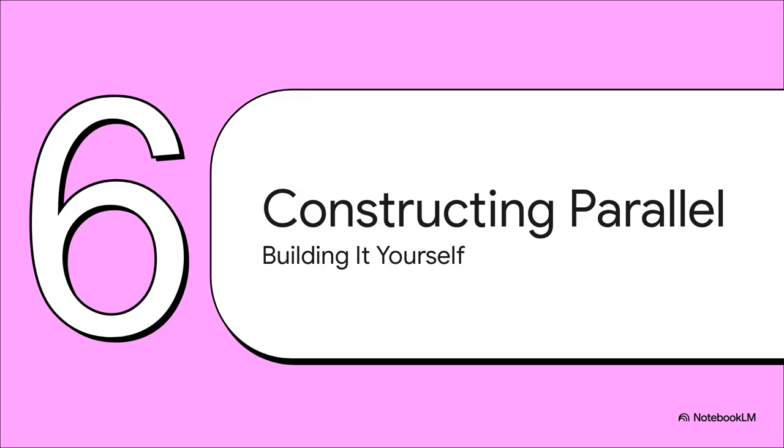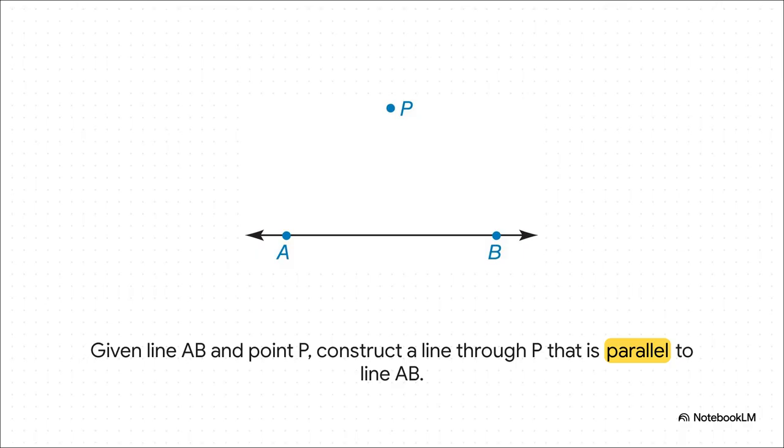But what about making one? How do you actually draw a perfectly parallel line? Let's walk through a classic geometric construction to see how it's done. So here's the classic challenge. You're given a line, we'll call it AB, and a single point P, just floating out in space, not on the line. Your mission, should you choose to accept it, is to use only a compass and a straight edge to draw a new line that goes right through P and is perfectly, flawlessly parallel to line AB.